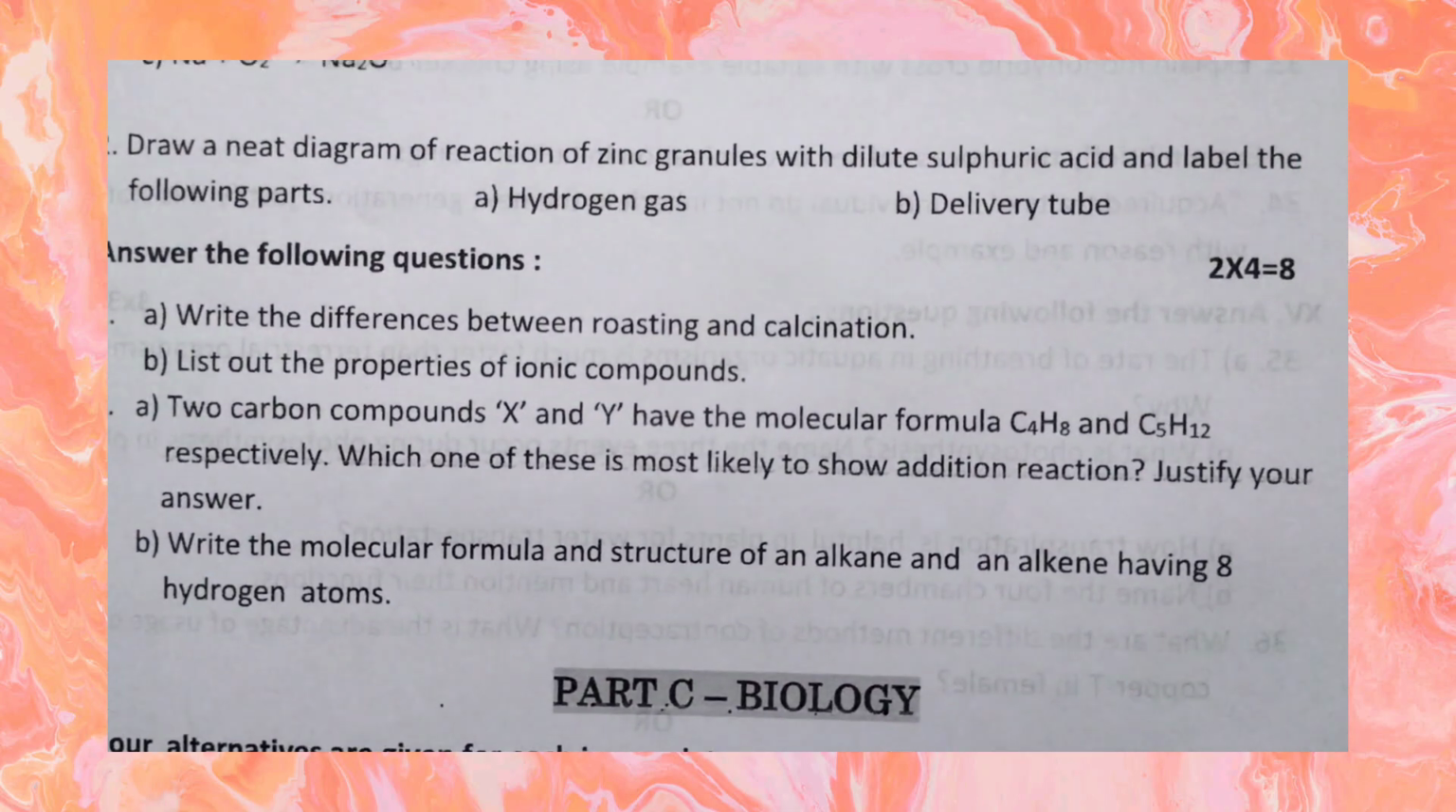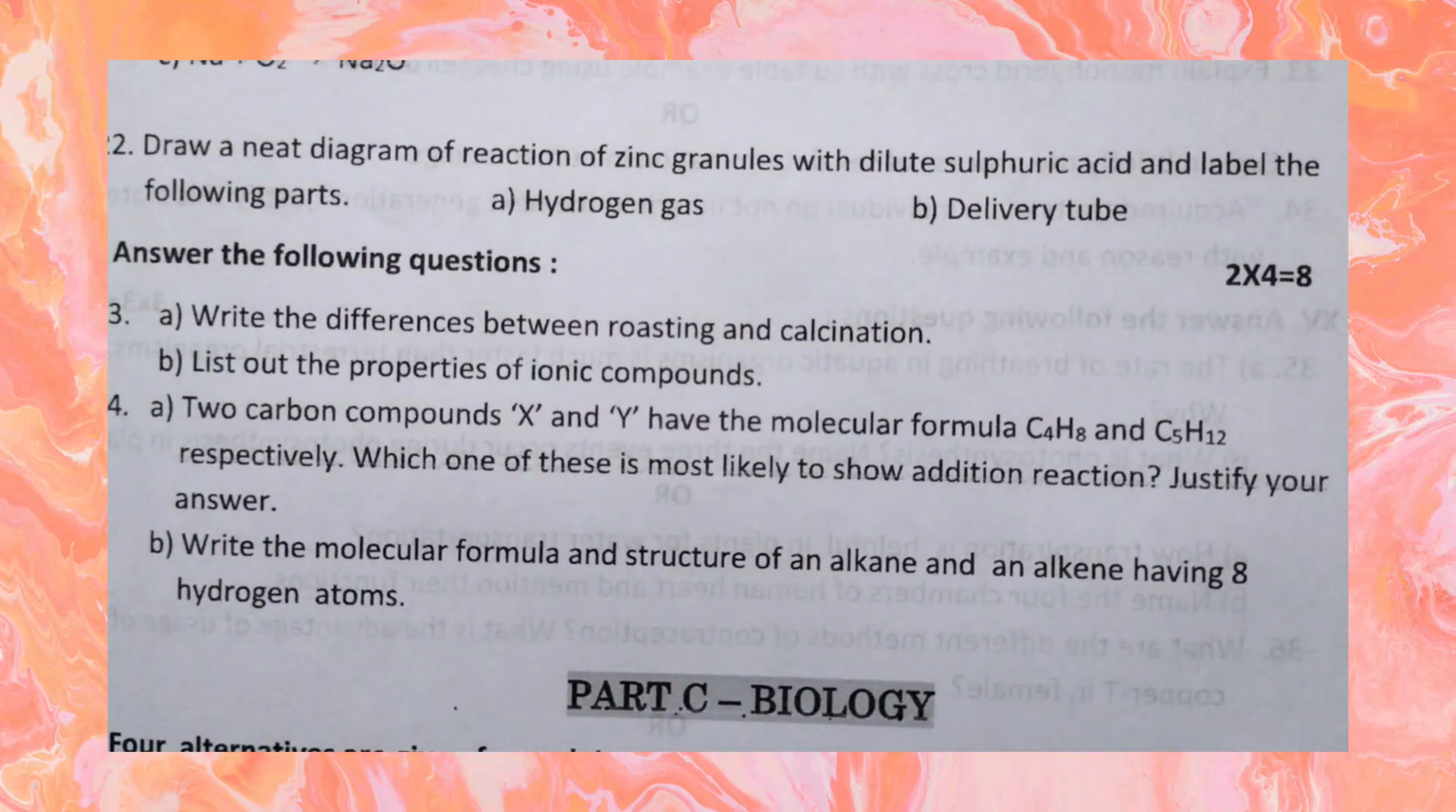The 22nd question is: draw the neat diagram of reaction of zinc granules with dilute sulfuric acid and label the following parts. Hydrogen gas must be labelled, and the delivery tube must be labelled. So we must label both of these.